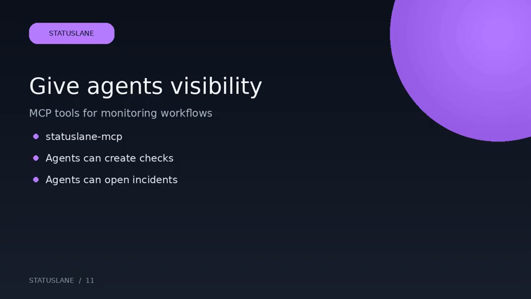Start with the practical goal. Status lane MCP. Then use status lane to make the result visible and repeatable.